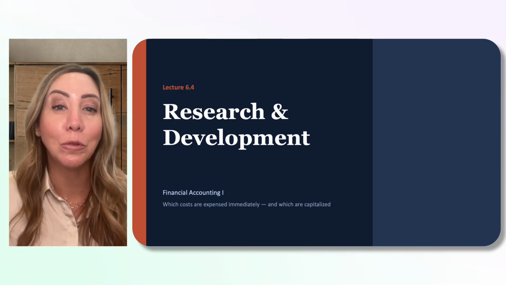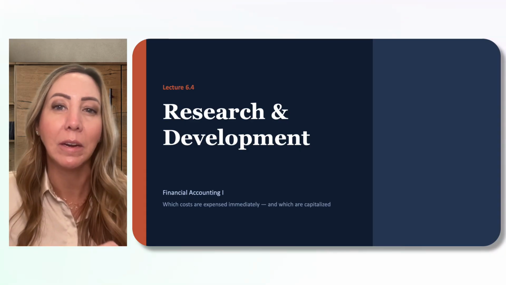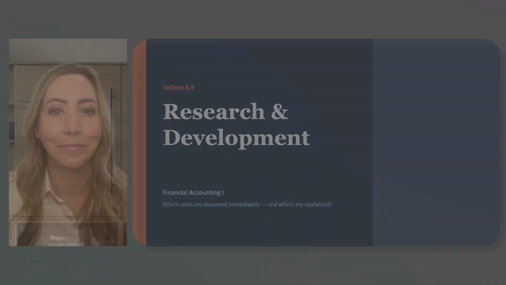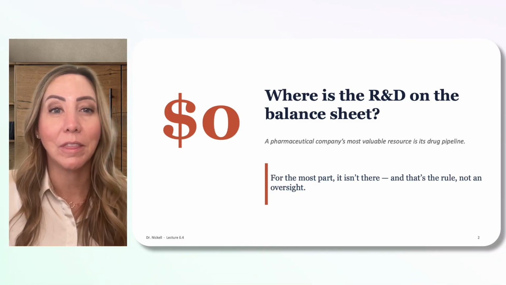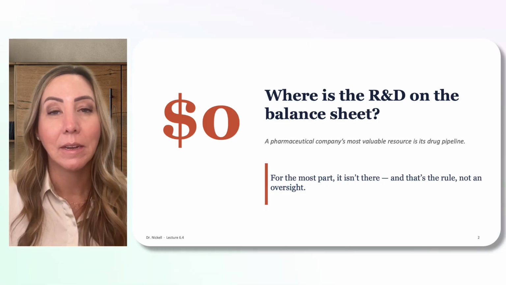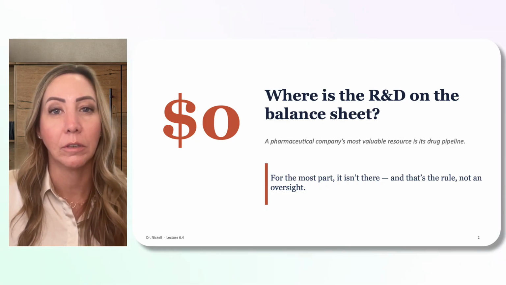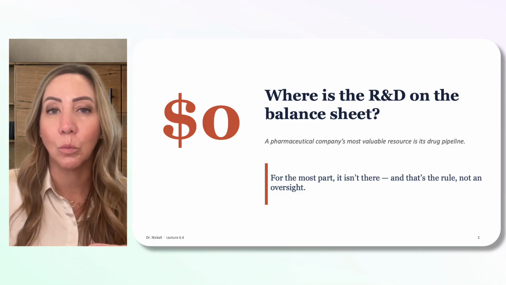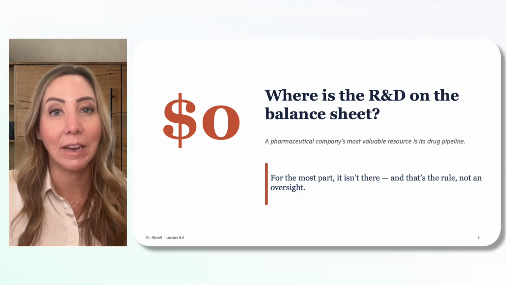And the way we reason through the accounting treatment of R&D is a little different than how we've been thinking about the purchase of long-term assets. Think about a pharmaceutical company. Its most valuable resource, the thing investors are really paying for, is its pipeline of drugs under development. Billions of dollars of research, years of work, enormous future potential. Now go look at its balance sheet. Where's all of that? For the most part, it isn't there. That's not an oversight. It's actually the rule.